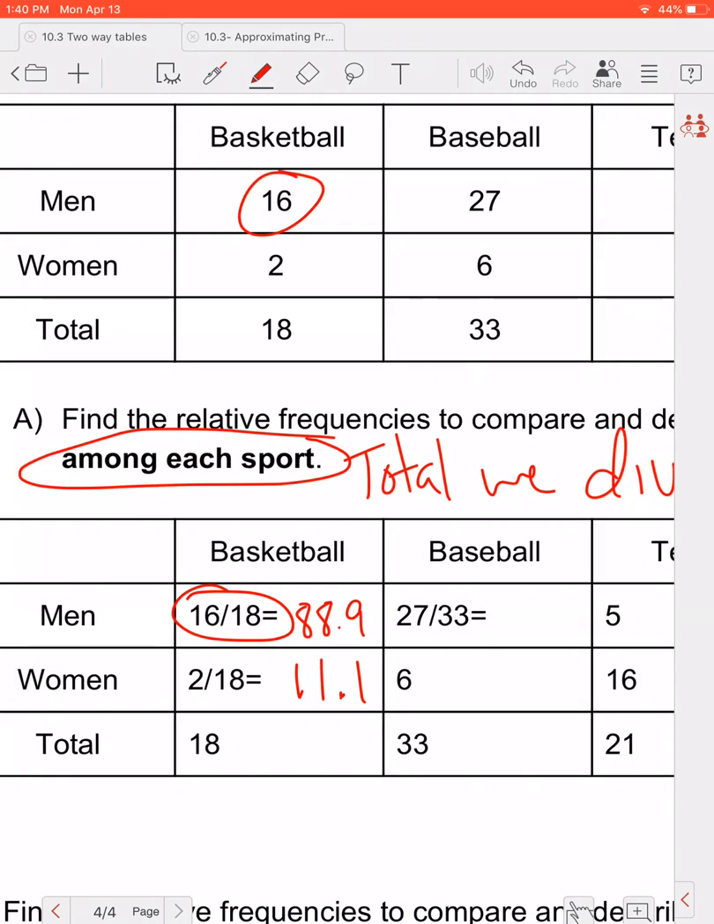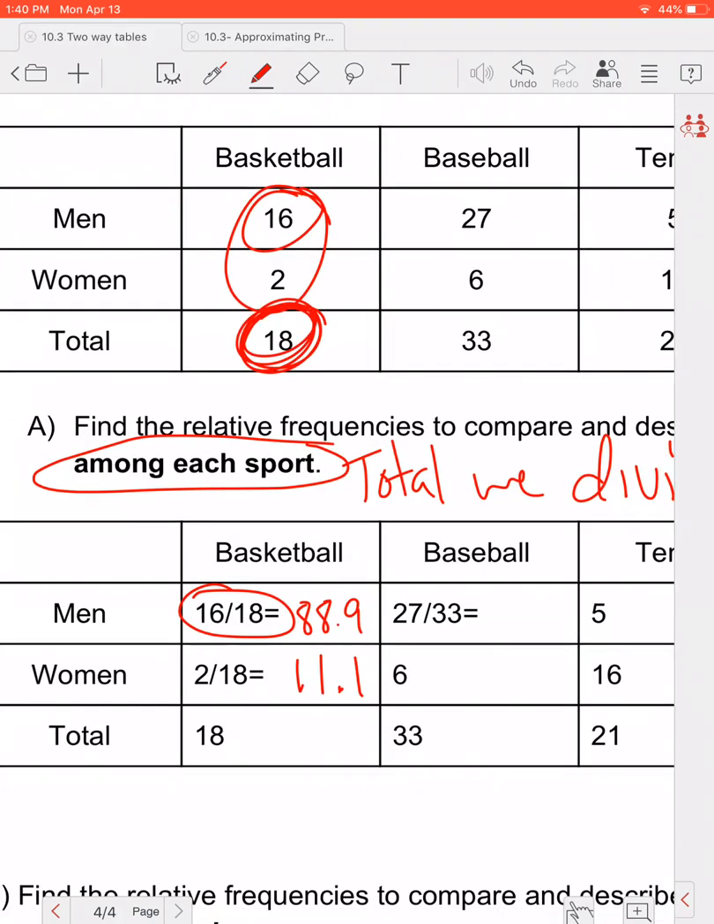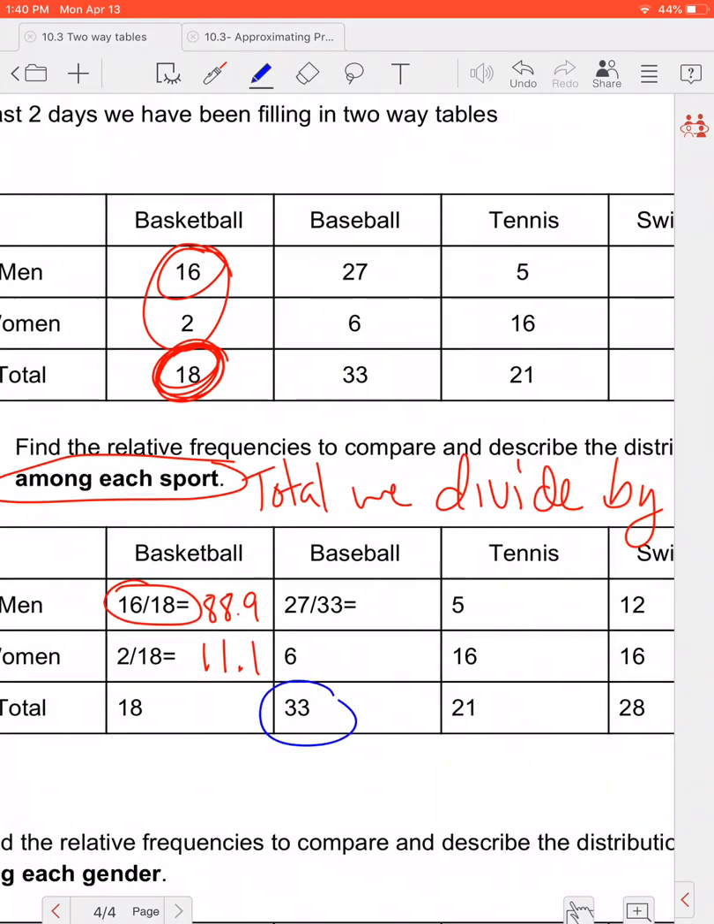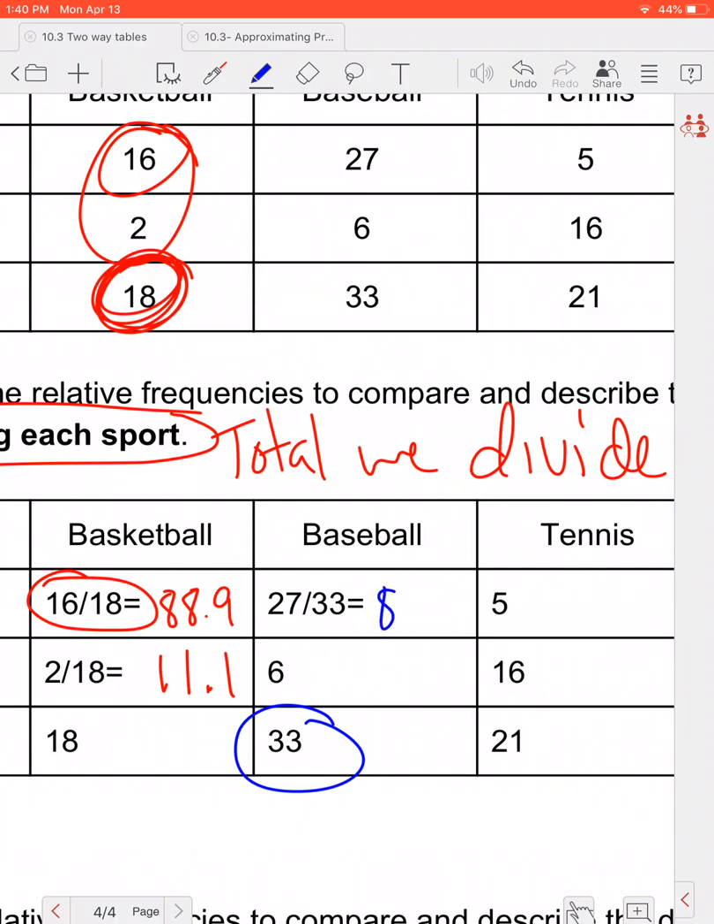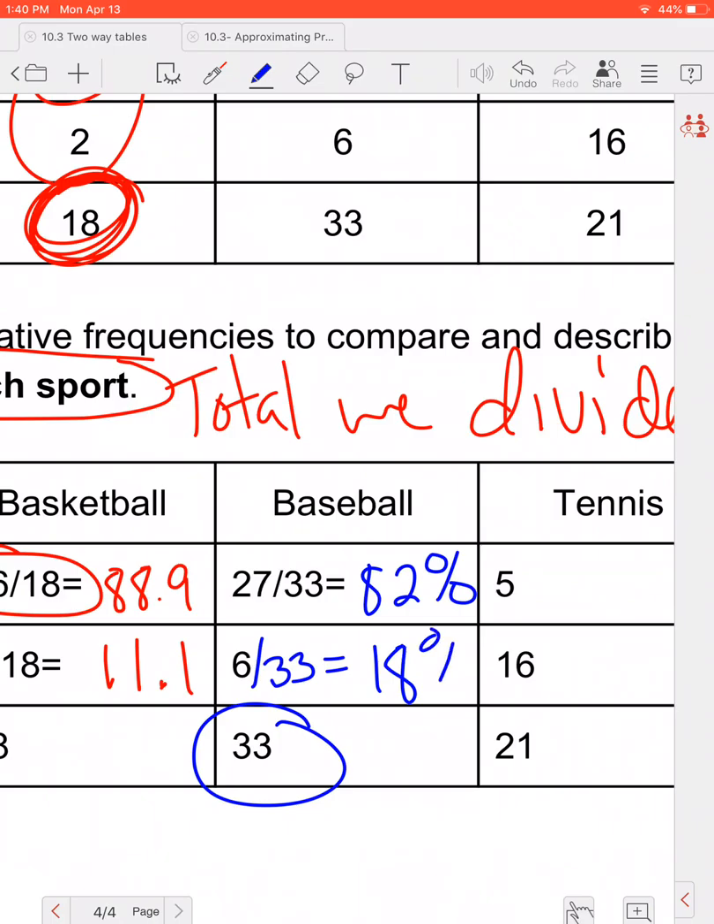Okay, so again, I just took the men and women and I divided it by the total in each sport, since it said among each sport right here. I'm dividing it by the total number in each sport. Okay, so we're going to do that again. So again, the total in baseball is 33, so we're going to do 27 divided by 33, which would be 82% if we round. And then we're going to do 6 divided by 33, which would be about 18%.